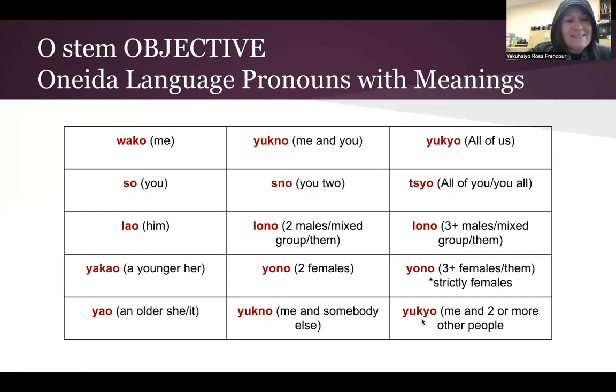Meanings: wago is me, zo is you, lao is him, yagao is her, a younger her, yao, older she or it, yungno, me and you, sno is you two, lono, two males, yono, two females, yungno is me and somebody else, yungyo is all of us, jo is all of you. Remember, TSY is a J sound, so this is why the sound practice is important. Lono, three or more males, yono, three or more females, yungyo, me and two or more other people.